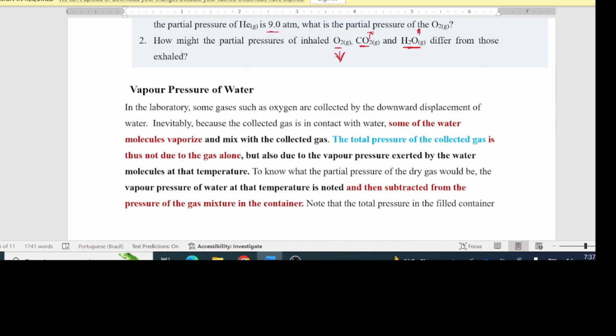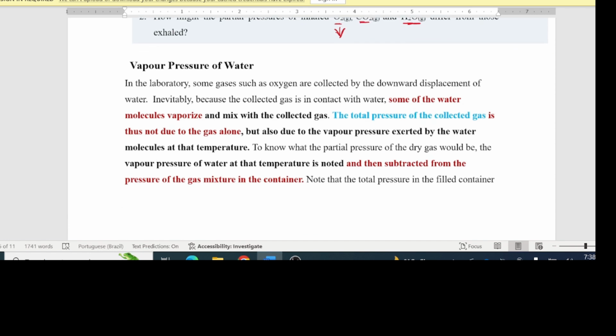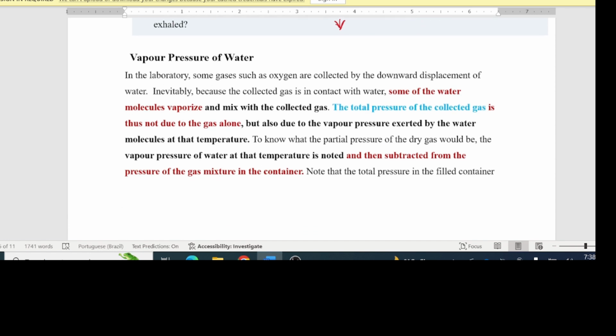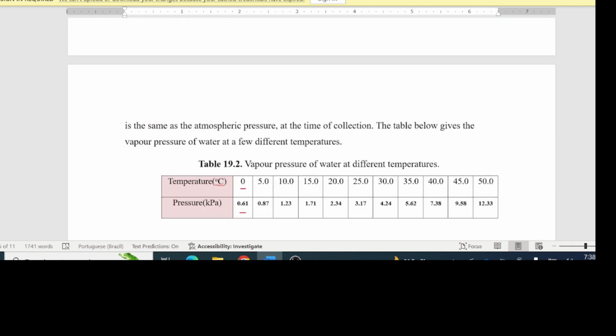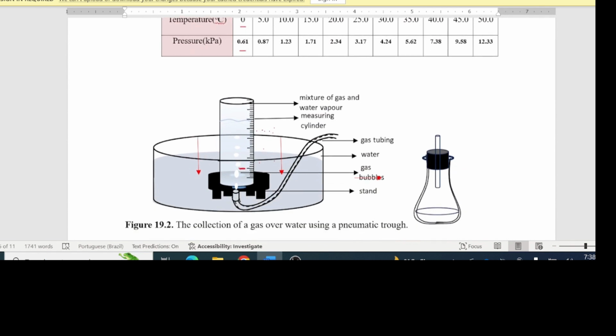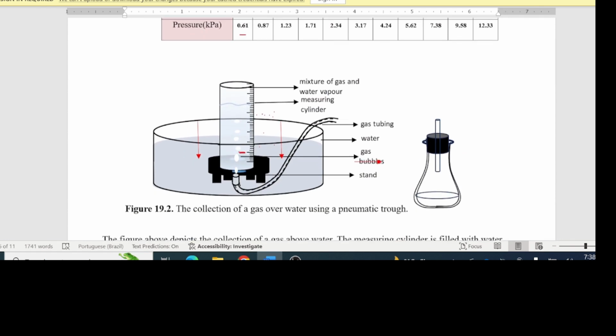Okay, now we're going to talk a little bit about vapor pressure. Vapor pressure of water. This diagram here will explain what is meant by vapor pressure of water and why that is important when we are collecting gas over water, and we want to know the volume of the gas collected and the pressure of the gas collected too. Watch this now. I'll show you how a gas is collected over water.